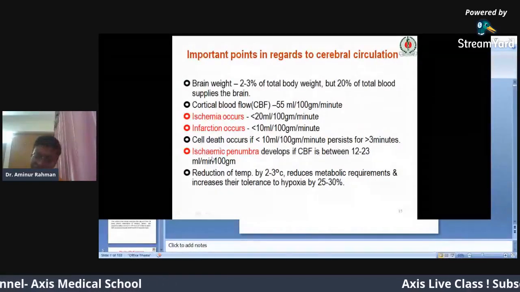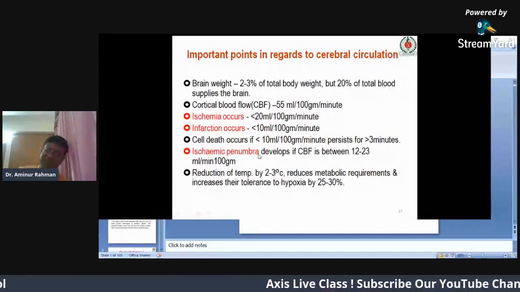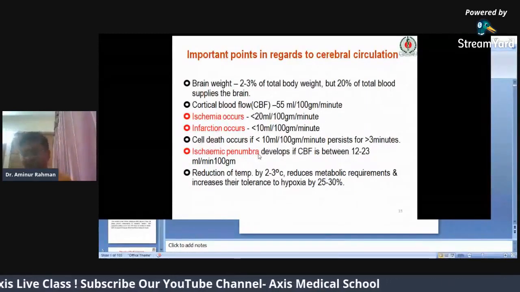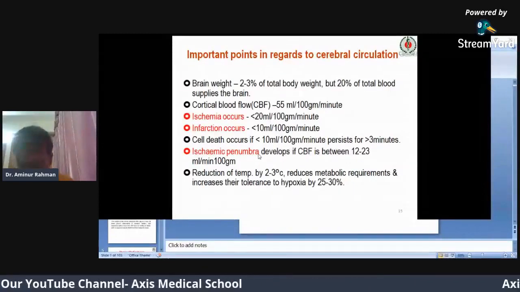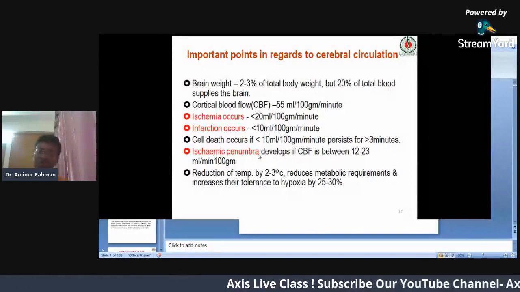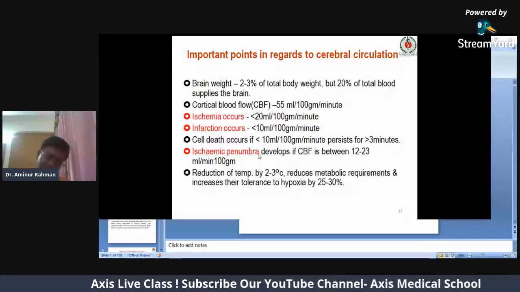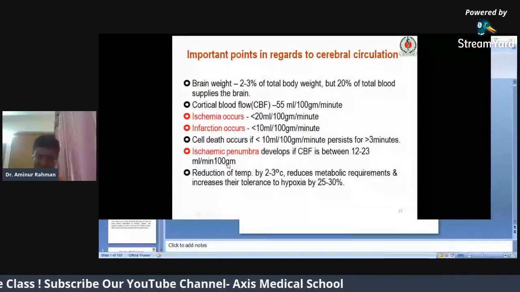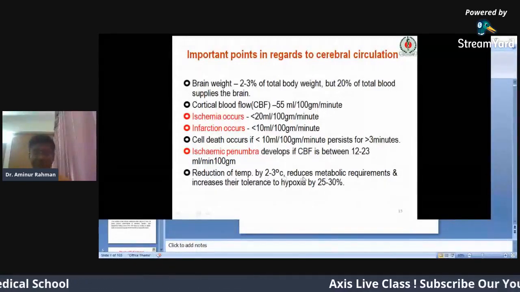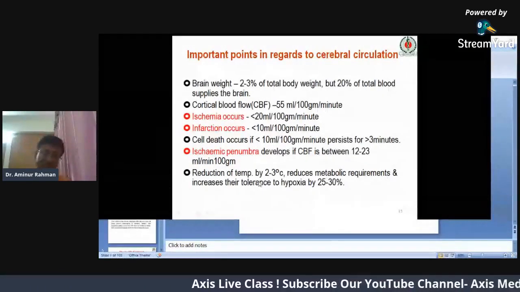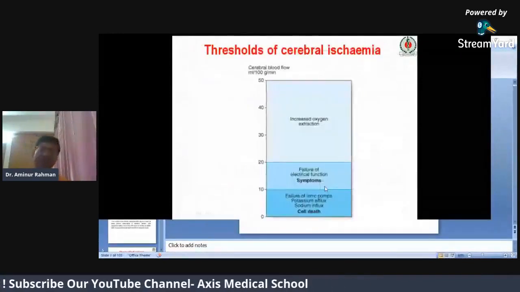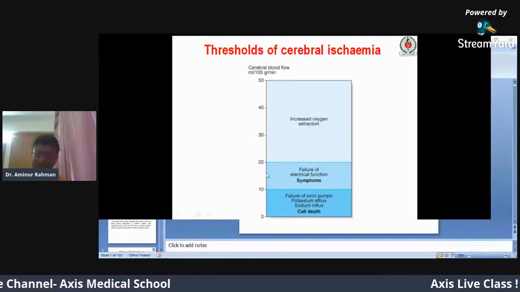Another term is ischemic penumbra. It is the salvageable tissue, that is, the tissue may be reversible. These are reversible ischemic changes in the brain, where cerebral blood flow is between 12 to 23 ml per 100 gram per minute. Reduction of temperature by 2 to 3 degrees reduces the metabolic requirement and increases the tolerance to hypoxia by 25 to 30%.